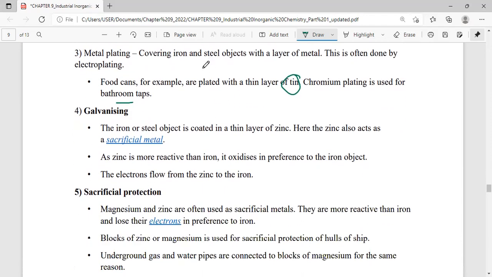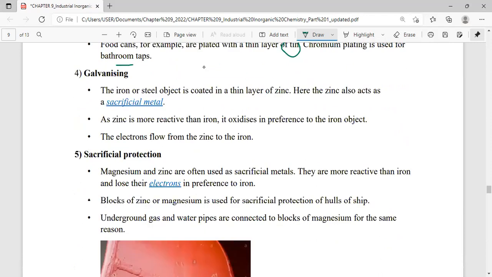Okay, galvanizing. Next, we move on to galvanizing. Galvanizing might be something new for you. Galvanizing is covering iron with zinc. So this is called galvanized iron. Here the iron or steel object is coated with a layer of zinc. What they do is they take the iron object and dip it in molten zinc. So the molten zinc will stick to the iron or steel, and this is how you get galvanized iron.